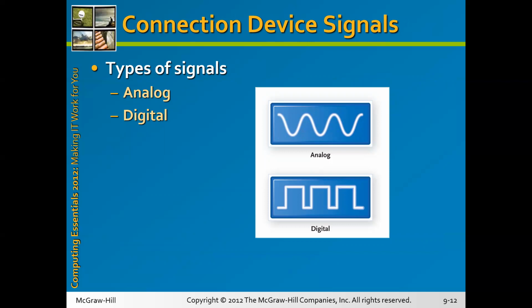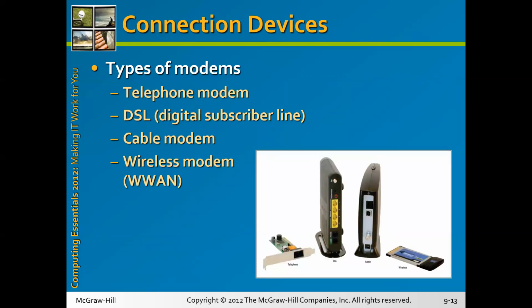Connection device signals. There are two types of signals, analog and digital. Analog signals are telephone signals, and they come in terms of continuous electronic waves. Digital signals are computer signals, that is, absence or presence of electronic pulses, either on or off signals. Connection devices.